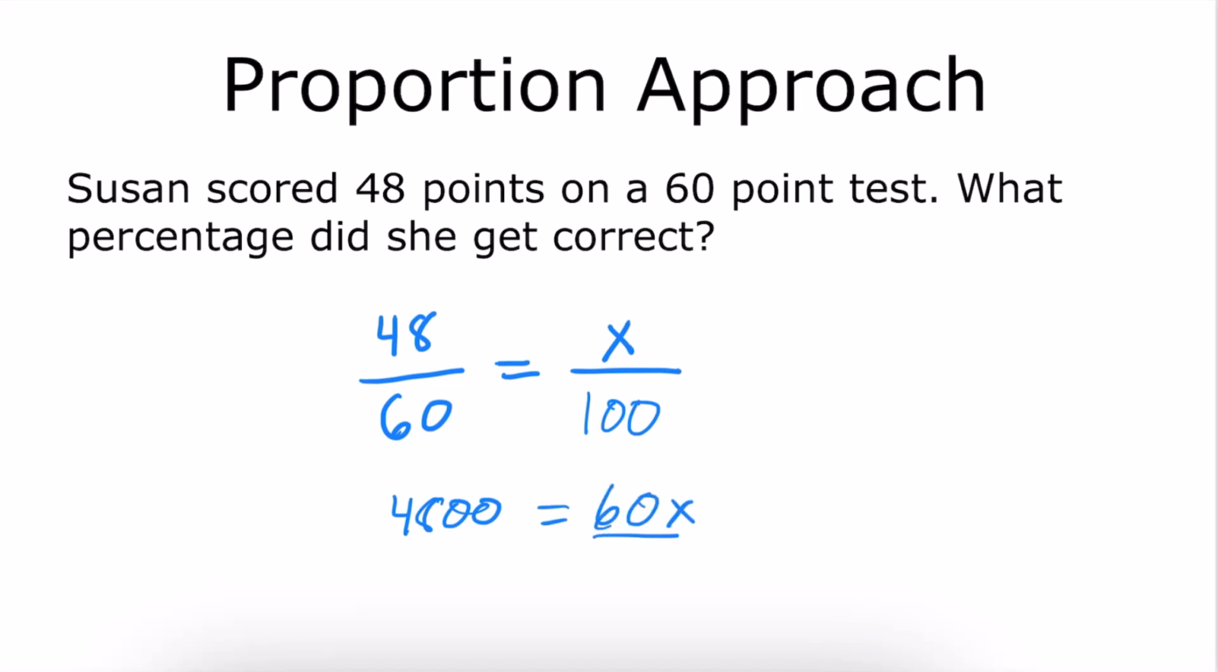If you divide both sides by 60, well, 48 divided by 6 is going to be 8. And 4,800 divided by 60 will cancel out one of the zeros, and so you'll have 80. And so x equals 80, which tells us that she got an 80% on the test, which again is the same answer we got with the grid approach. It's just a different method.